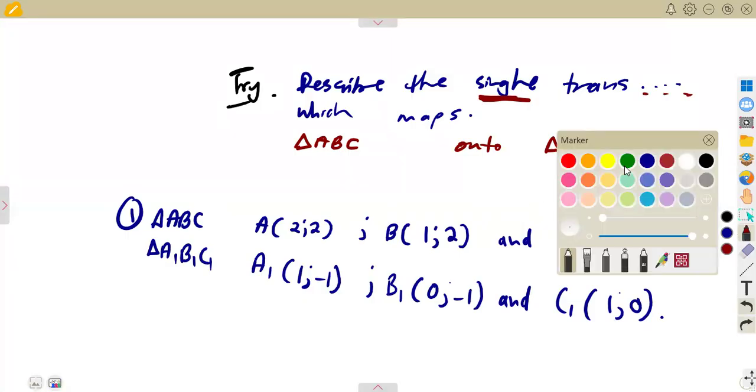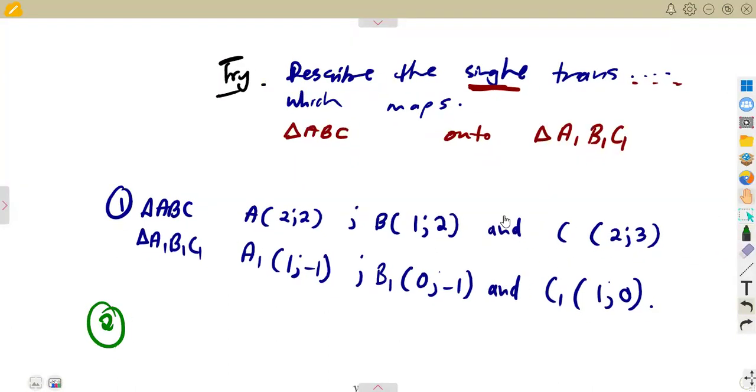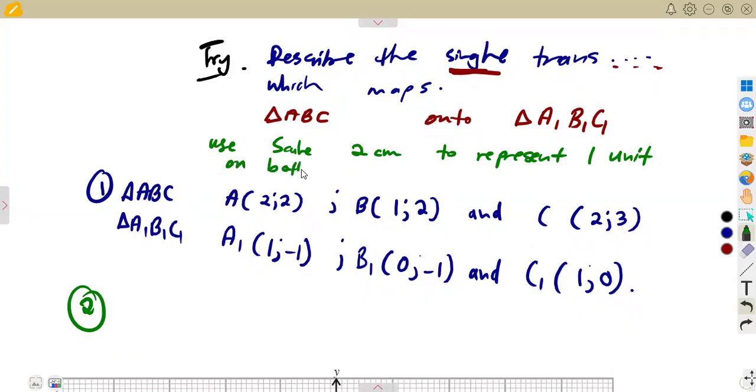Then the second one, again, you are going to draw this. So use the scale 2 centimeters to represent 1 unit on both axes. That is on both axes, X and Y. All right, so that's your first question.